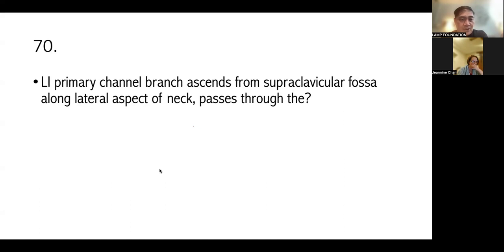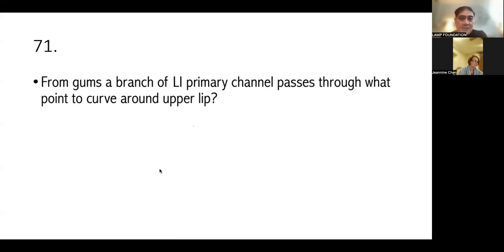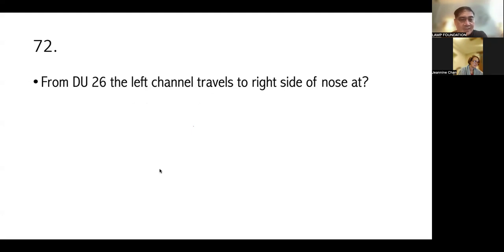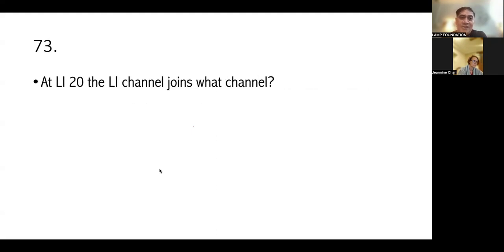The LI primary channel branch ascends from supraclavicular fossa along the lateral aspect of the neck, then passes through the cheek and enters the lower gums. Okay. From the gums, we have a branch of LI primary channel that passes through what point to curve around the upper lip? It passes through stomach 4. Very good. From DU26, you know where DU26 is, the LI channel travels to the right side of the nose at what point? LI20. Very good. At LI20, the LI channel joins what channel? The stomach channel. Now you know.